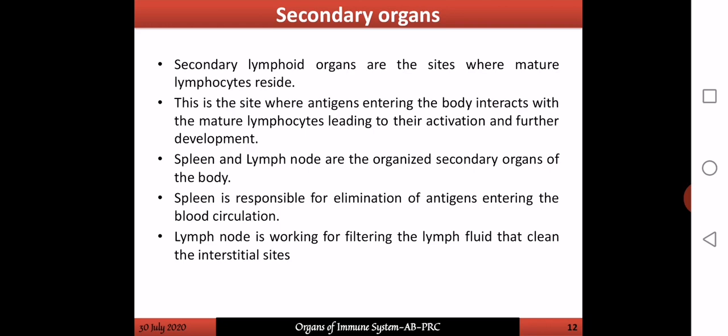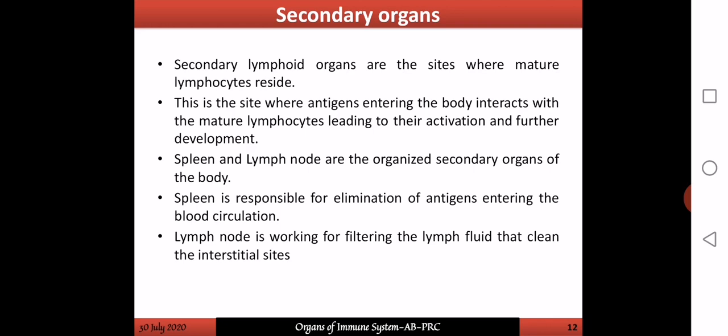So here we have listed spleen and lymph node as the organized secondary organs in the immune system. In short, spleen is responsible for the elimination of antigens which are entering the blood circulation, because blood is the major body fluid, and blood is the site where the foreign material or the antigens will easily enter, right? If you have a wound, or if you have a tissue eruption, mostly the foreign material will enter into the blood circulation there. Then from the blood circulation, they enter various other parts of the body.